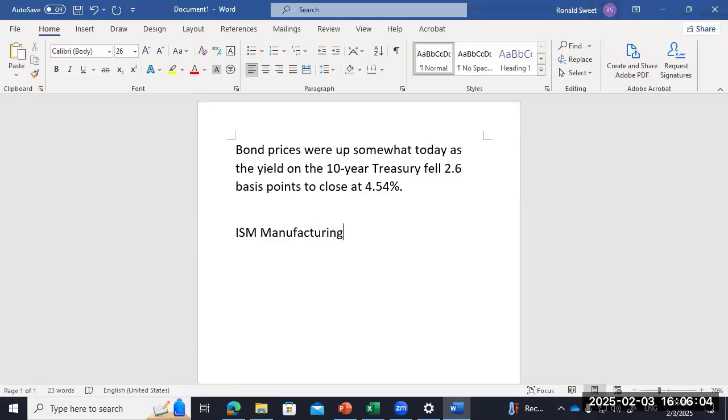Why do we like the ISM? Well, first of all, it's forward looking. It's a survey. And they ask, over the next 6 months, what do you expect? That's pretty good because you're asking purchasing managers, does the future look good? So it's not a historical number, it's a forecast of the next 6 months. It does have a high correlation to future economic growth.